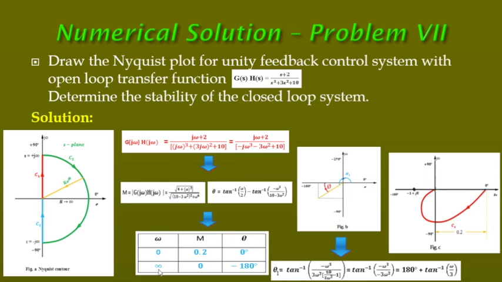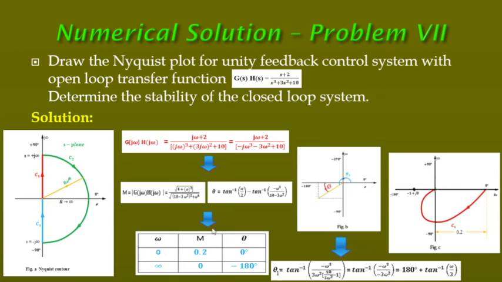Then find the magnitude. Magnitude equal to 0.2. If put omega equal to infinity, then infinity divided by infinity, that means undefined. From denominator, taking common omega 6, then find the magnitude. So this magnitude is 0. Then calculate theta. When omega equal to 0, then this theta is 0 because this angle is 0.